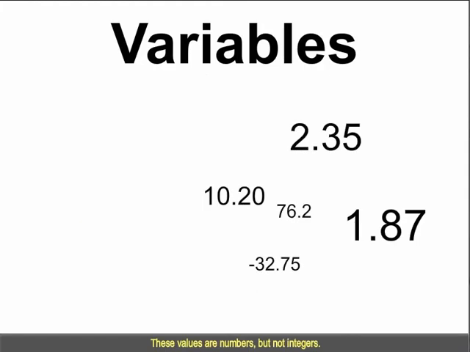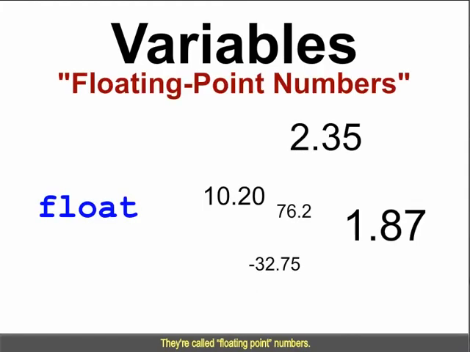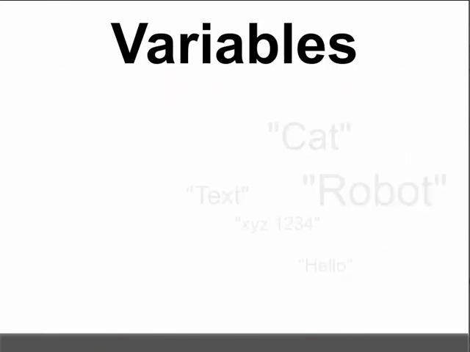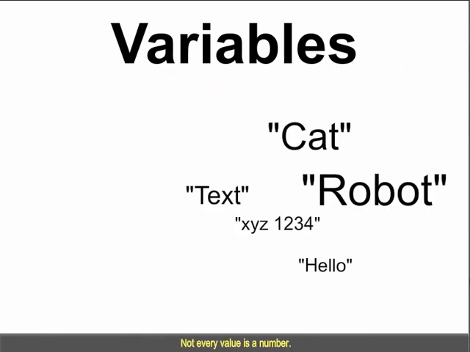These values are numbers, but not integers. They're called floating point numbers. Unlike integers, these numbers are allowed to have decimal places and get their name from the decimal point floating around in the number. Not every value is a number.